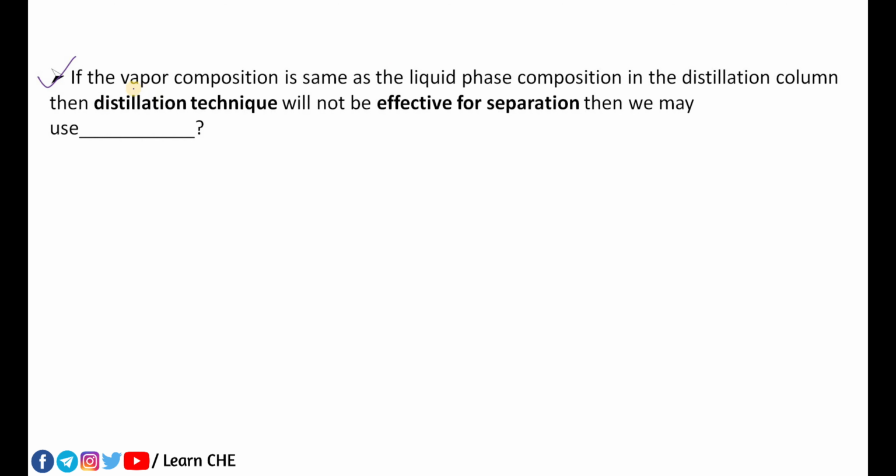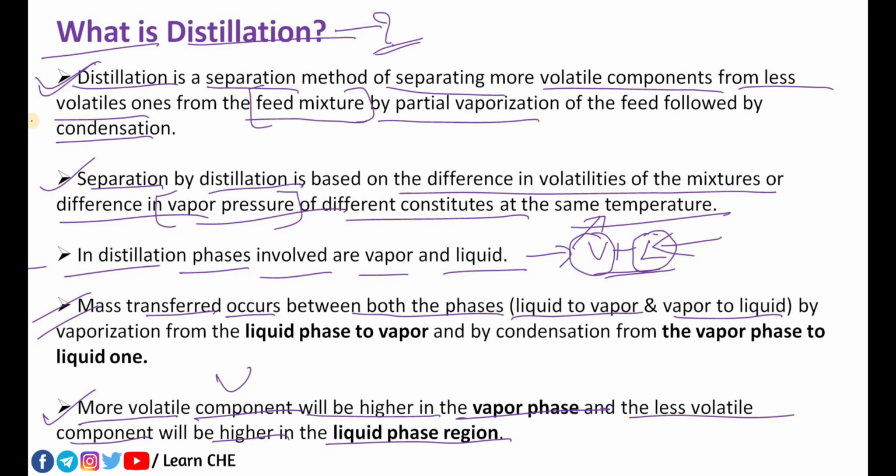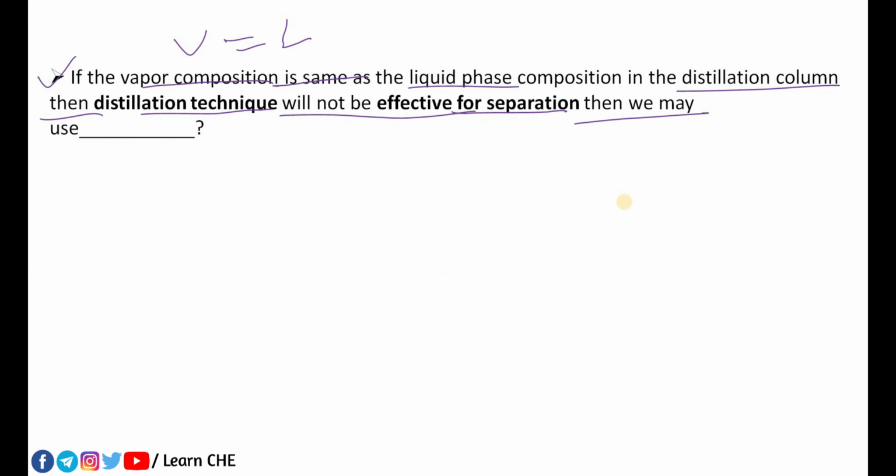Now if the vapor composition, suppose V, is the same as the liquid composition, suppose L, in the distillation column, then the distillation technique will not be effective for separation. What does that mean? It means that, as we discussed, separation by distillation is based on the difference in volatilities of the mixture, the difference in vapor pressure. When there is no difference, then distillation will not be an effective process.